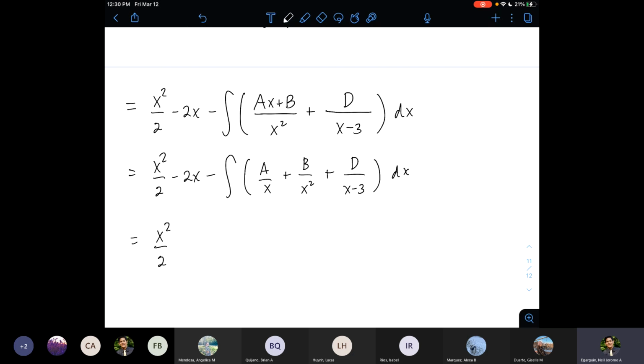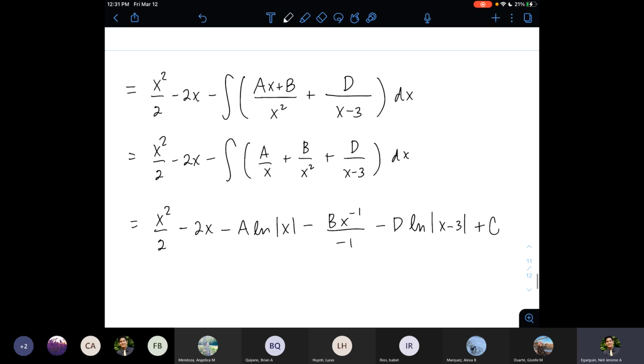So we'll have x squared over 2 minus 2x minus a ln of the absolute value of x. Don't forget, I have a negative sign here, so that goes inside the three integrals there. So that's why you'll see a reversal of the signs later. Okay, then here I'll have a minus bx to the negative 1 all over negative 1. That's the integral of this, and then that negative sign goes there. So just making sure I'm tracking this all properly. Minus d ln of the absolute value of x minus 3 plus c.